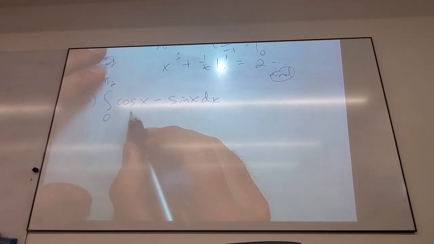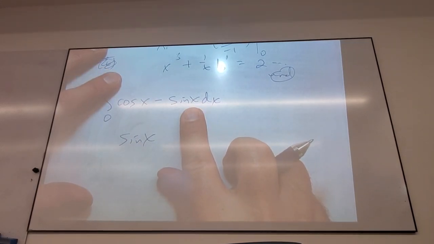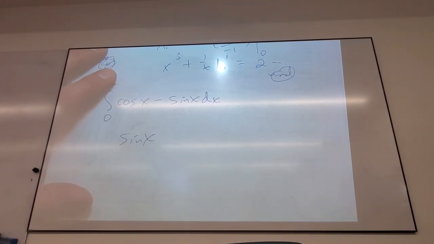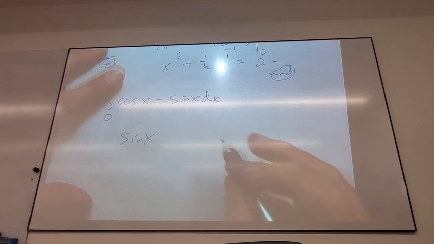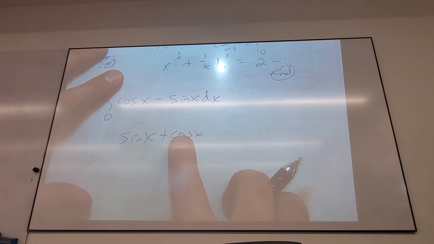So what is the integral of cosine? I'm sorry? Sine. Now what happens here? What's the antiderivative or the integral of negative sine? Negative cos. Good. And how do you check yourself? What's the derivative of cosine? Negative sine. See, derivative of cosine is negative sine. There you go.